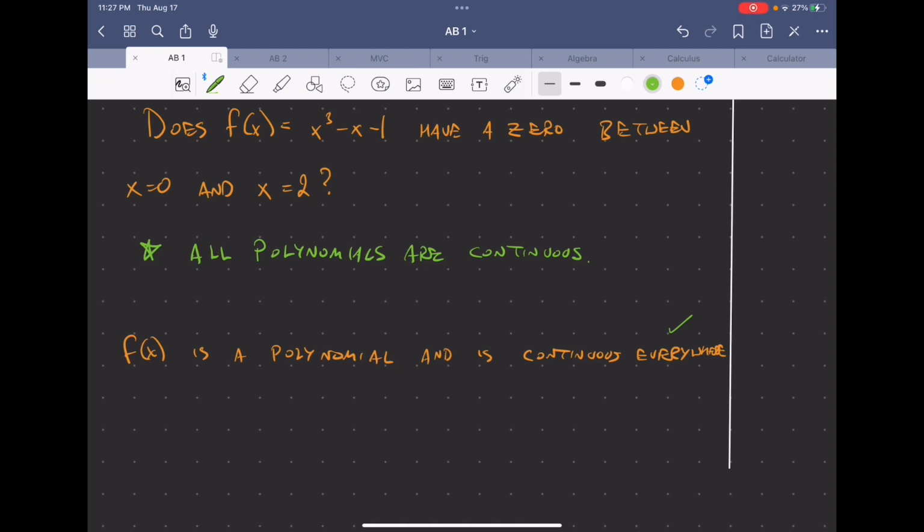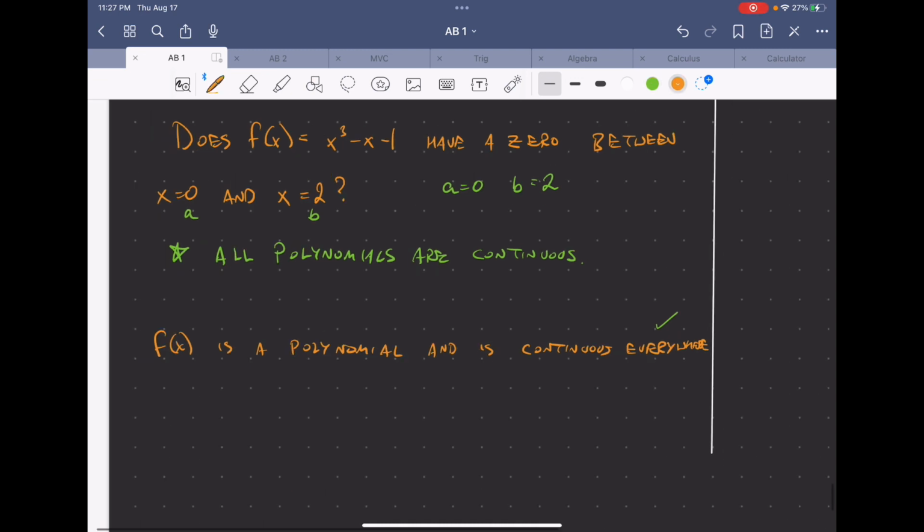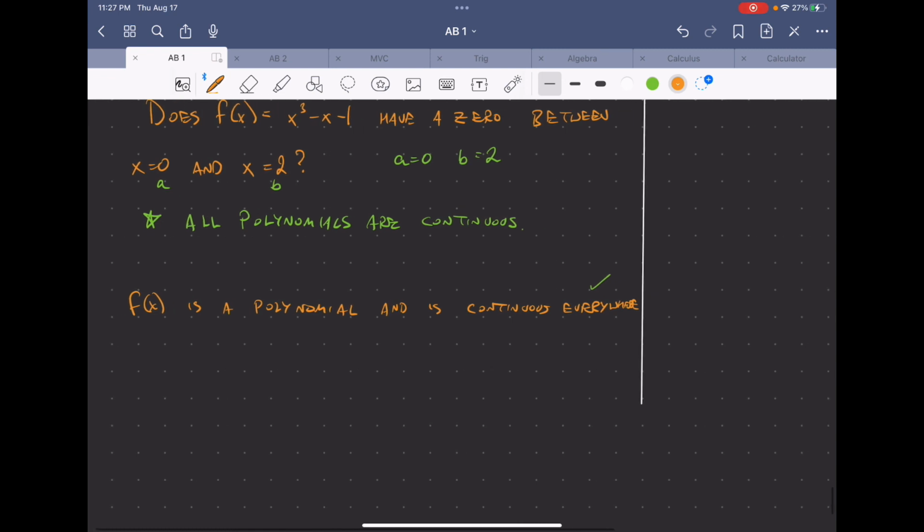So the conclusion part just says that there is some value c between a and b. So our a and b values are here and here. So a is equal to 0, b is equal to 2, such that f of c is between f of a and f of b. So we don't know what f of a and f of b are, so we need to figure that out. So that would be our next thing we need to do.